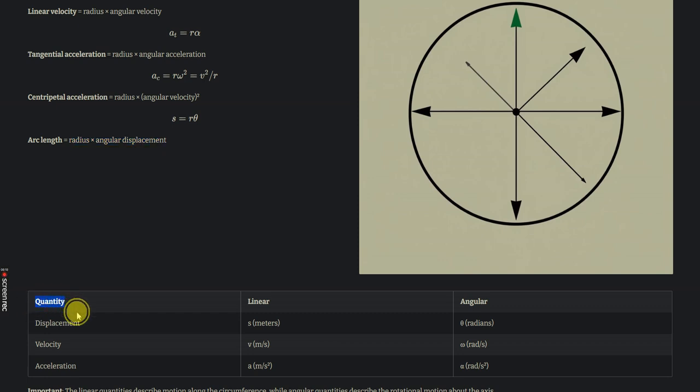Here are the given quantities in linear form and angular form. Displacement: linear form in meters, angular form is theta in radians. Velocity: linear velocity in meter per second, angular velocity omega in radian per second. Acceleration: linear acceleration in meter per second square, whereas angular acceleration is alpha in radian per second square.